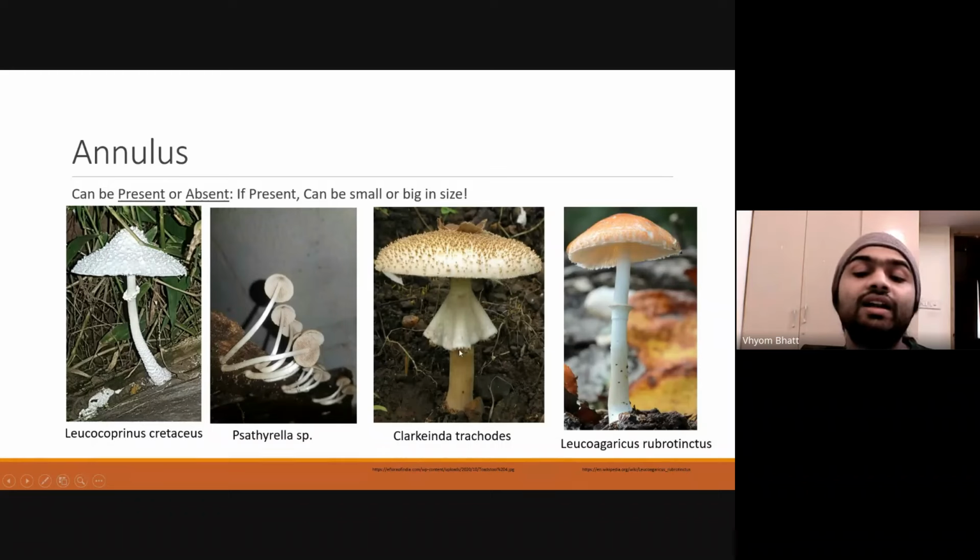Then there is Clarkeinda trichodes, which is another very poisonous mushroom, and it has a very beautiful skirt. As beautiful as it looks, it's poisonous also. So it's very crucial to document it, like how the skirt is.